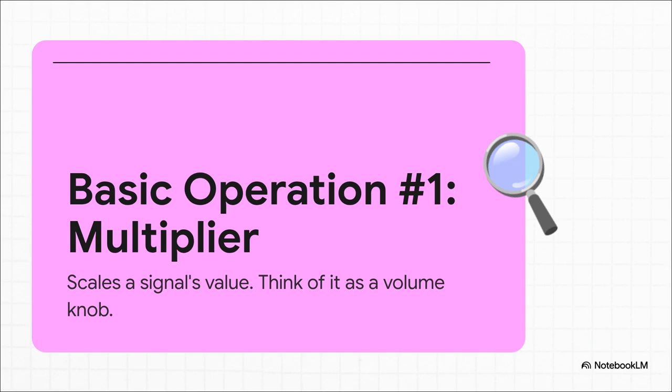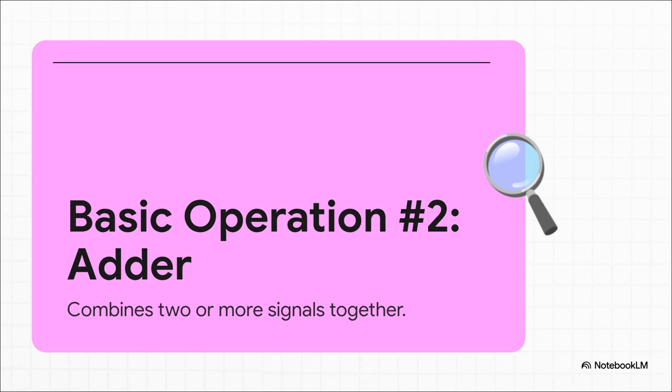Our first building block is the multiplier. Its only job is to scale a value up or down. That's it. It's basically a volume knob on a stereo. Simple. Next up, we have the adder. And as the name suggests, it just combines 2 or more signals by adding their values together.